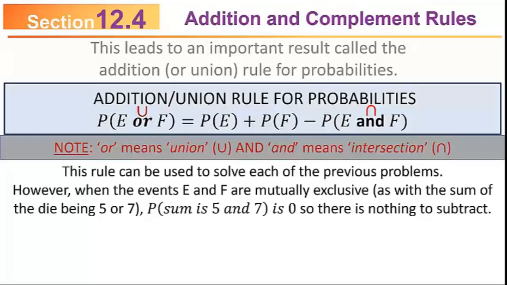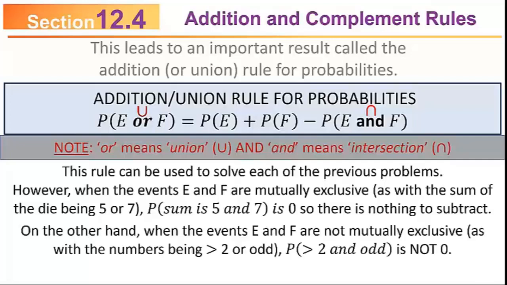But I will say that if you did use the formula for the first one, where the events were mutually exclusive, the sum being 5, there was no overlap with the sum being 7, there was nothing to subtract away. If you take that minus part of the formula, it would have been 0. The probability would be 0 that a sum could be 5 and 7. However, on the second one, there was an overlap. There were numbers bigger than 2 that were also odd. This formula takes care of that.